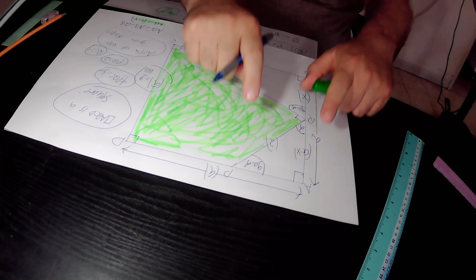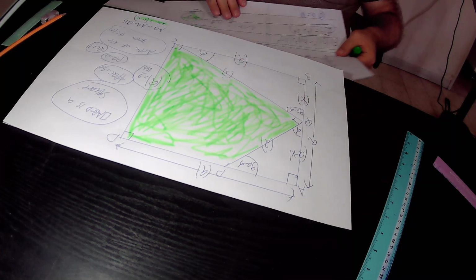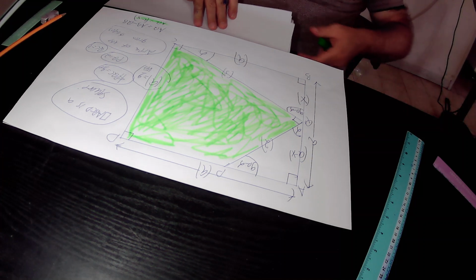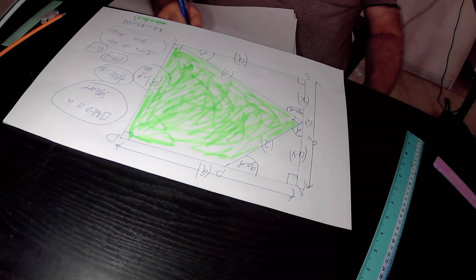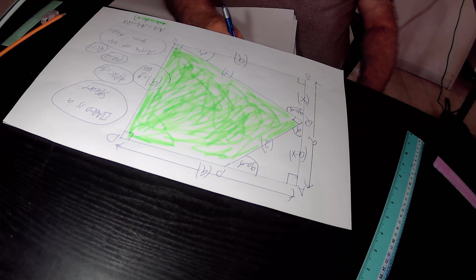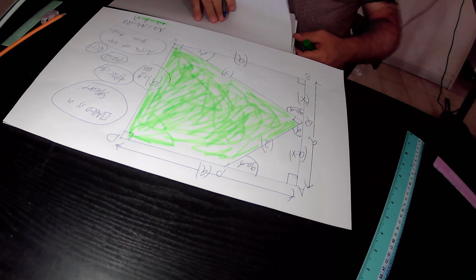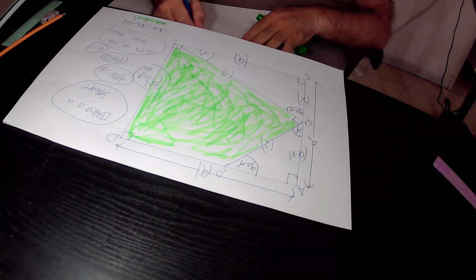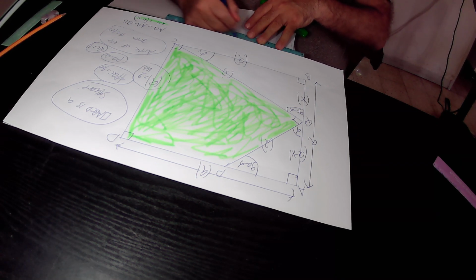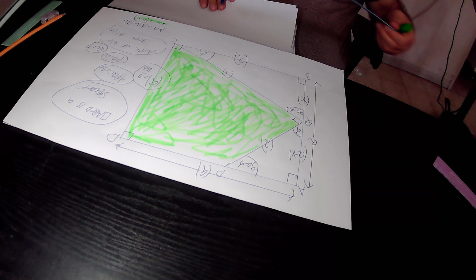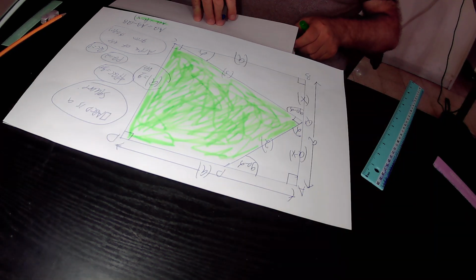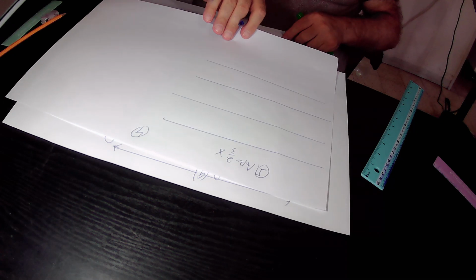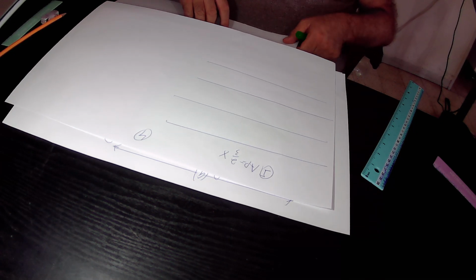What is the length of AP? According to equation 1, we shall find out that AP equals 2/3 x. Repeat again. According to equation 1, we have already found out that AP equals 2/3 x.